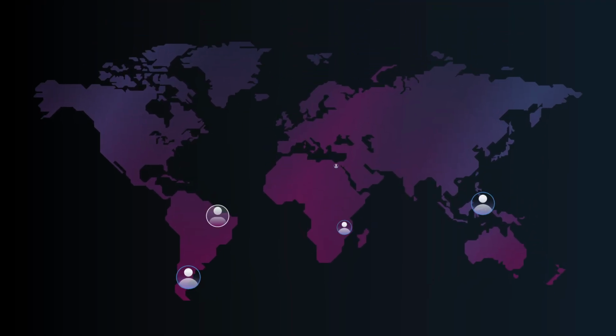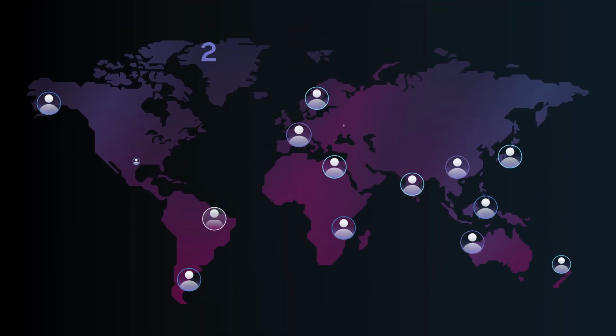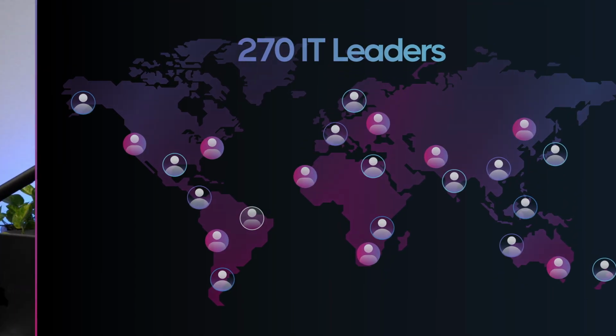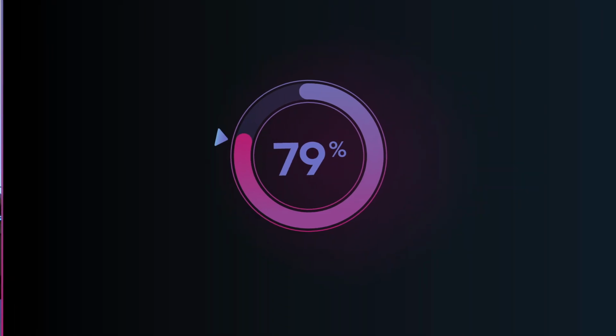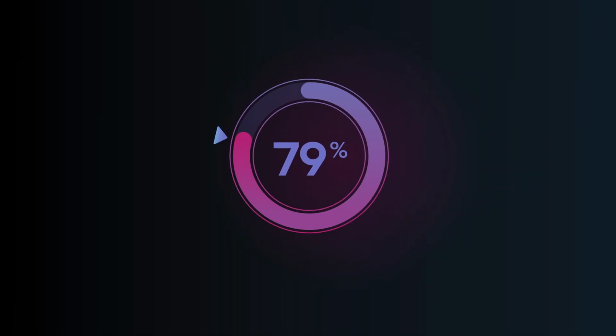But there's another huge challenge that organizations face when they try and consolidate tenants, and that's the lack of segmentation. In a recent survey we ran with 270 IT leaders, 79% of them cited the lack of segregation capabilities in Microsoft 365 as being a primary roadblock preventing them from consolidating tenants. So what's going on here?